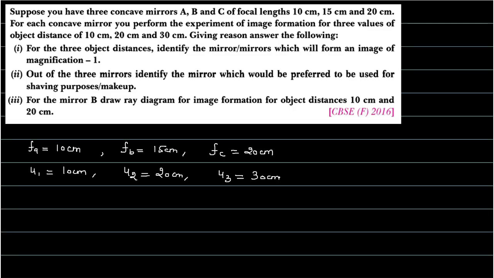So three concave mirrors of focal lengths are given, and for each concave mirror, you perform the experiment of image formation for three values of object distance. Giving reason, answer the following. Okay, let's see the question. For the three object distances, identify the mirrors or mirror which will form an image of magnification minus 1.